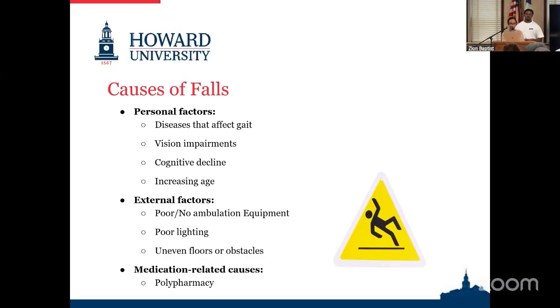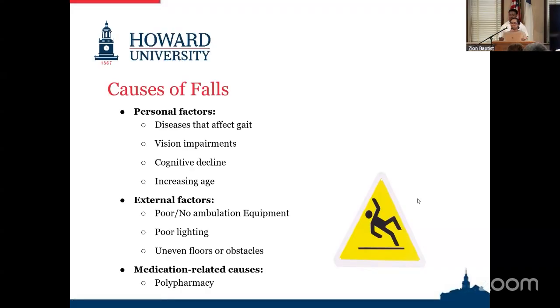Lastly, we have medication-related causes. So polypharmacy. As we get older, we're on different medications, and I'm not saying don't take your medications because that's important, but because you are taking maybe multiple medications, it can increase your risk of falls due to their side effects. So dizziness or just having a cloudy brain, all of that is part of having polypharmacy and taking multiple medications.